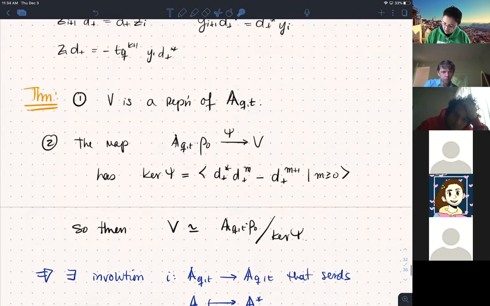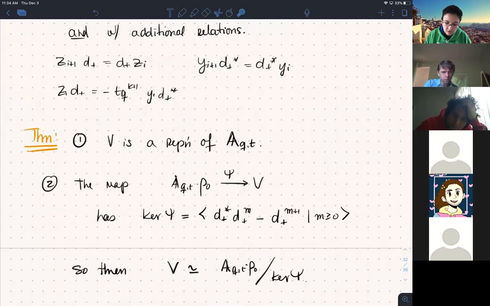So do I want to talk about the proof? What's P0? P0 here is projection onto V0, like the P0 idempotent that projects onto the copy of V0.